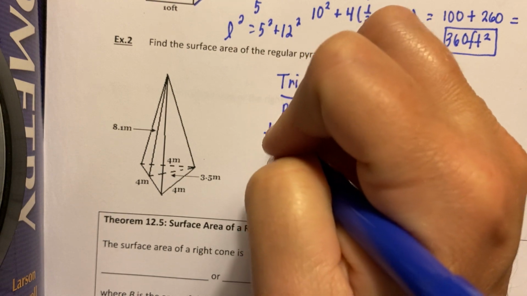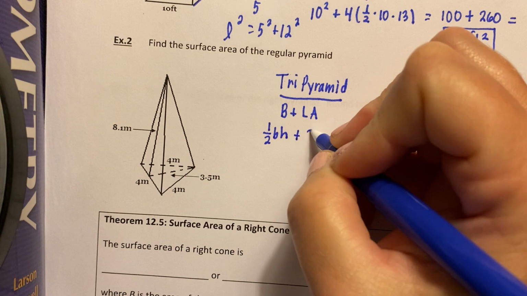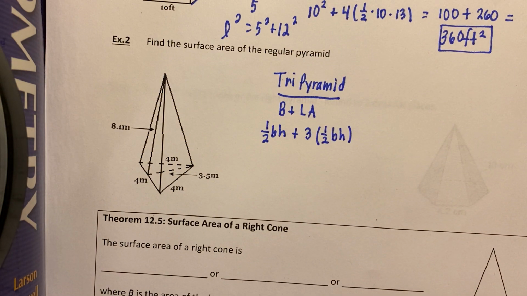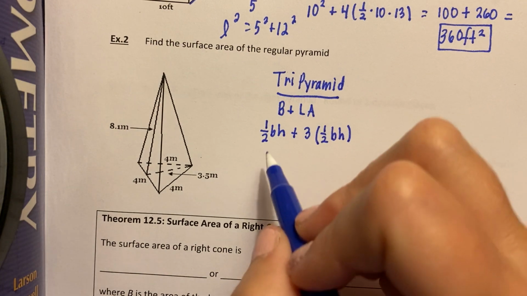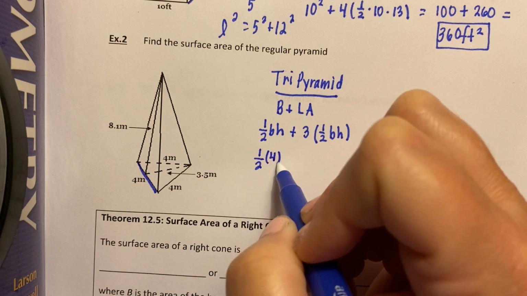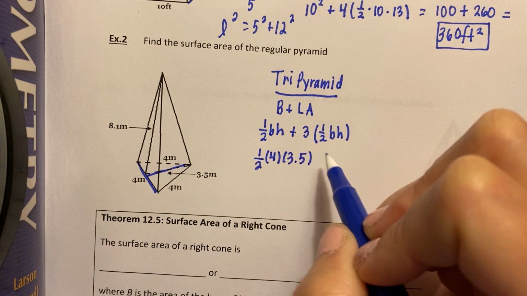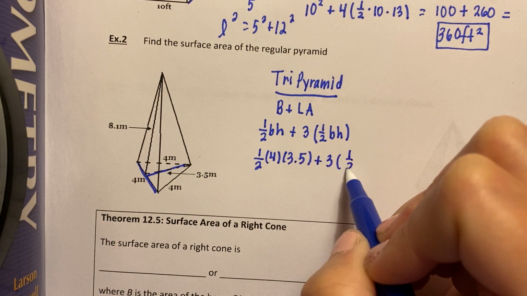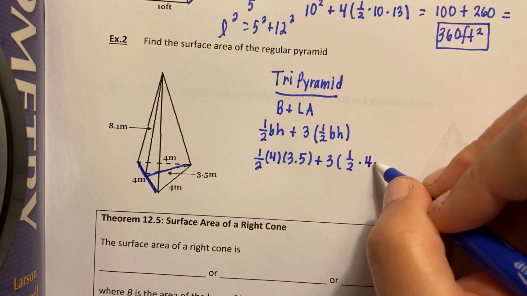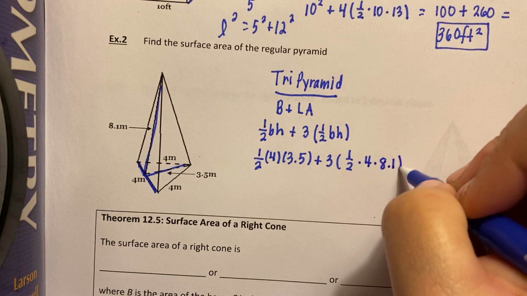So we have 1/2 base times height for the base triangle, the 4, 4, 4. And then we have 3 more different triangles that have a different 1/2 base times height. So on my base triangle, it looks like the base is 4, the height of that bottom, so this guy right there is 3.5. Then I have 3 of those lateral face triangles going around, so it looks like that base is also 4, but that height out here is 8.1.